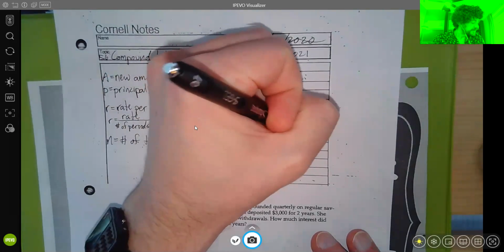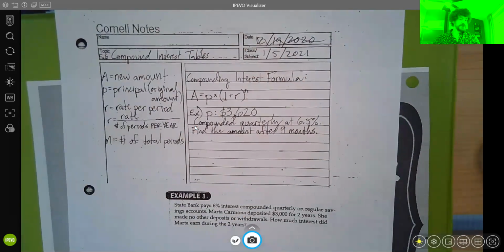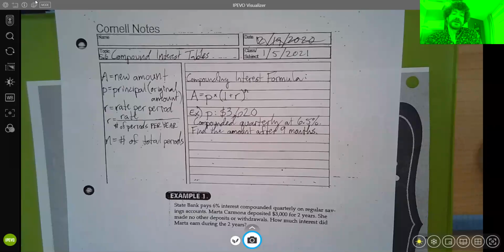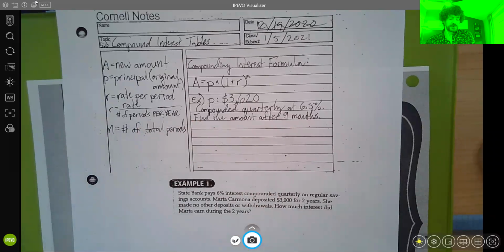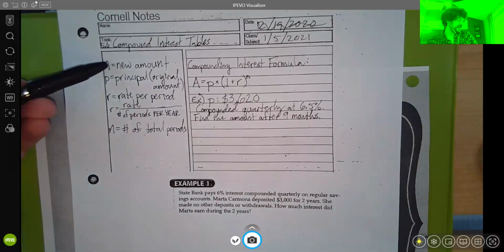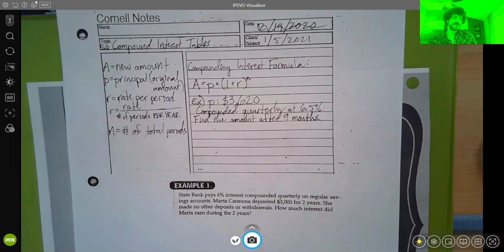Now, we did something really similar to this yesterday. We would have just done the calculation 3 times and just added the interest each time to the new principal value, just like we did in the notes. Now, we're going to be using the formula today, so it's going to look a little bit different. So let's go ahead and sort out our variables here. So we've got A, P, R, and N.